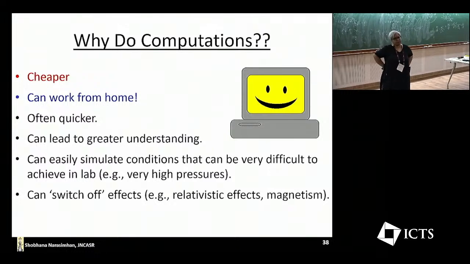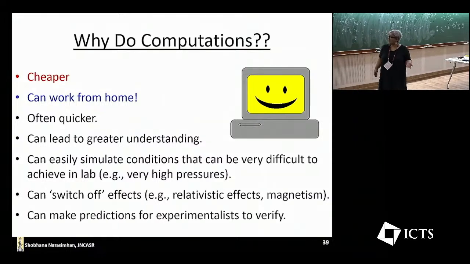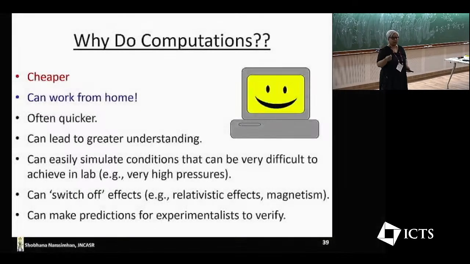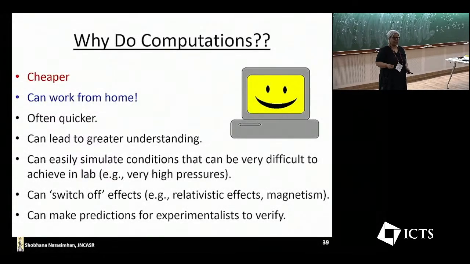We can switch off effects, which is something we do quite often. For example, if we're seeing that a material has some properties and we want to know, is it because of the electron spin that it has this? Or is it because of relativistic effects that it has this property? In our computation, we can say, okay, the electrons now have no spin. Or we can say, I'm not solving a relativistic equation. But you can't do that in the lab. And we can make predictions for experimentalists to verify. But all this has become possible only in recent decades, because if you're going to say a computation can replace an experiment, then you have to have a way of doing computation that is really, really accurate and that can really replace an experiment. Okay, so I'm going to tell you about that now.